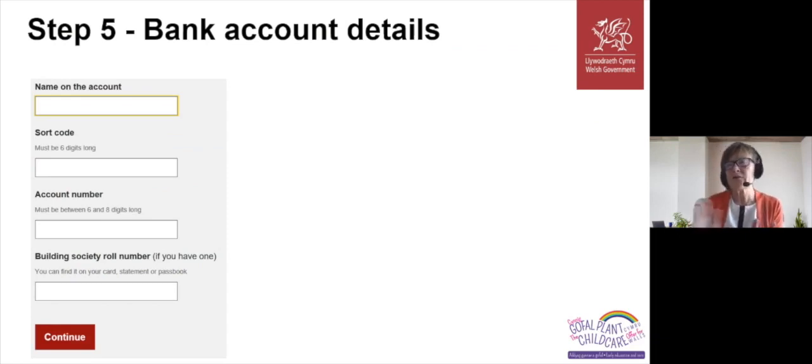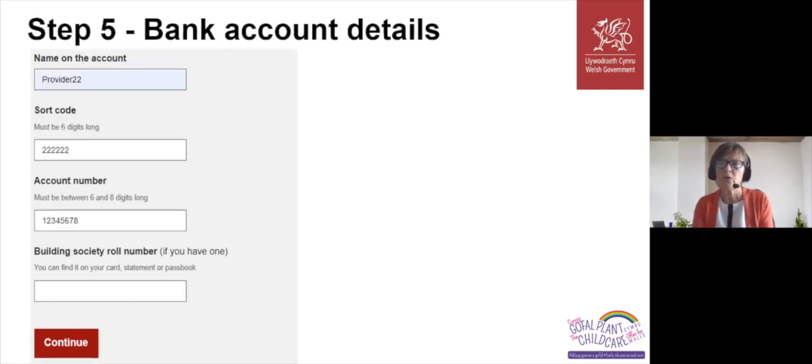And CIW and Ofsted, we both now need to enter our bank account details for the setting, of course. So the name on the account, the sort code must be 6 digits long, there's no need for the dashes, and the account number itself, unless of course you have the building society roll number, which you get off your passbook. So you complete the bank account details. And just to mention there that when your setting is approved by the local authority, after that, you as the lead person would have to request the LA to make any updates to your bank account details.